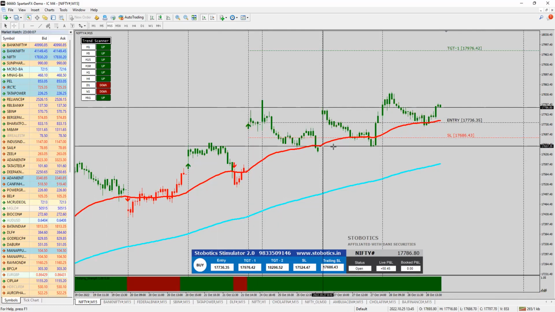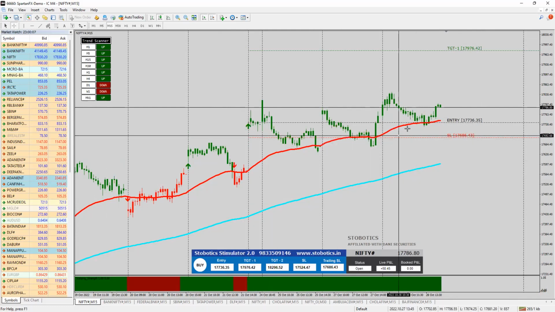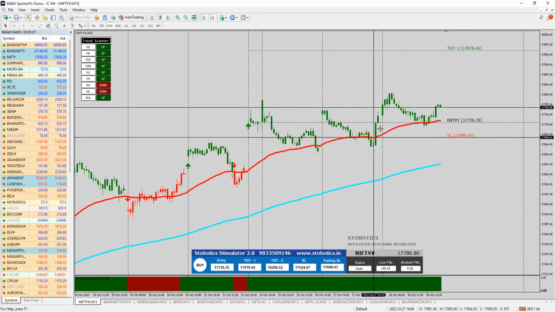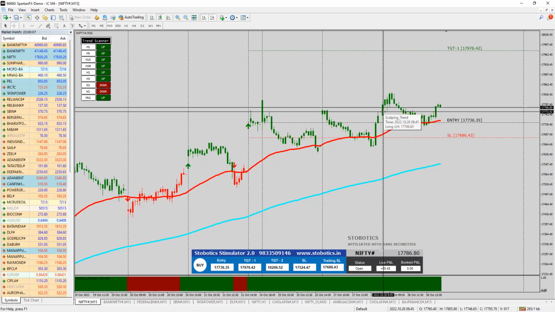So when will I buy? I will buy near this price only, 736. I will not buy at this bottom price also. I will not buy this at a top price also.